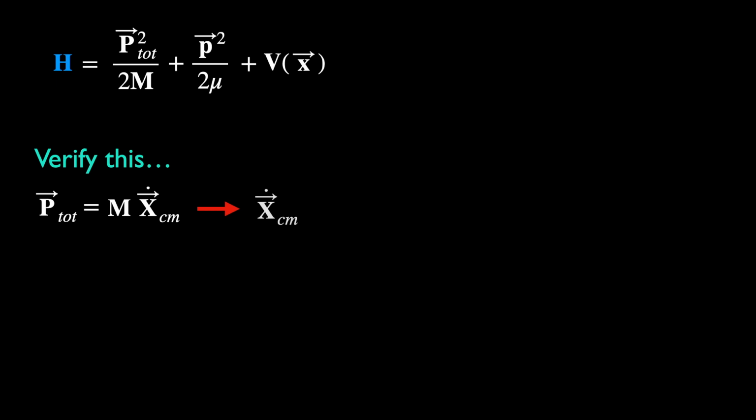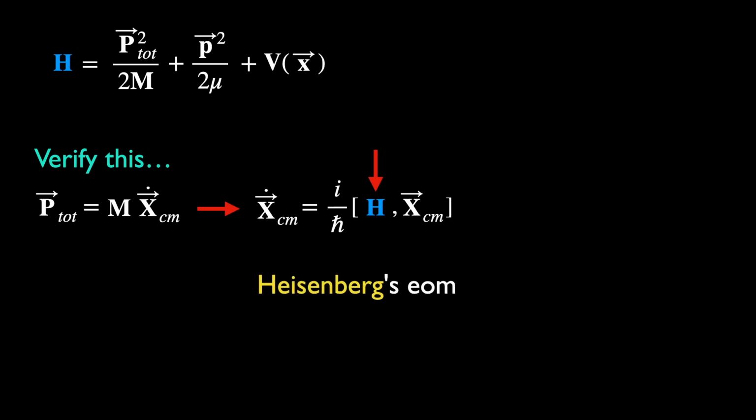Using this result, we can verify that P total is just the total mass times the center of mass velocity, which is a relation assumed in the beginning when we were deriving the center of mass position. But now we have to make sure that the time derivative in this equation is consistent with the time evolution generated by the Hamiltonian. That is, xcm has to satisfy Heisenberg's equation of motion. Let's check.